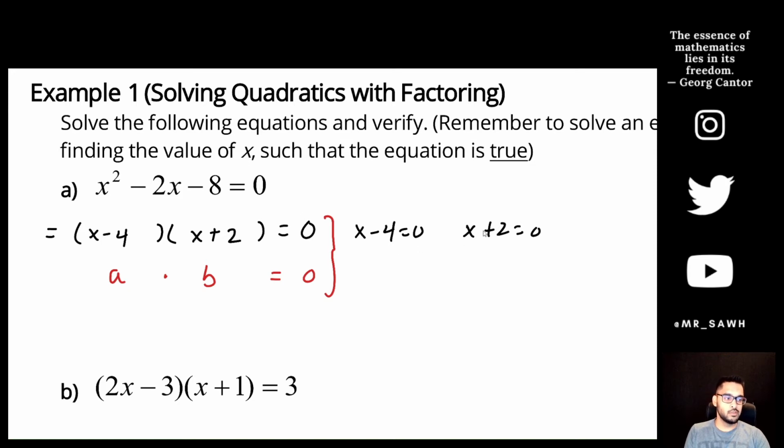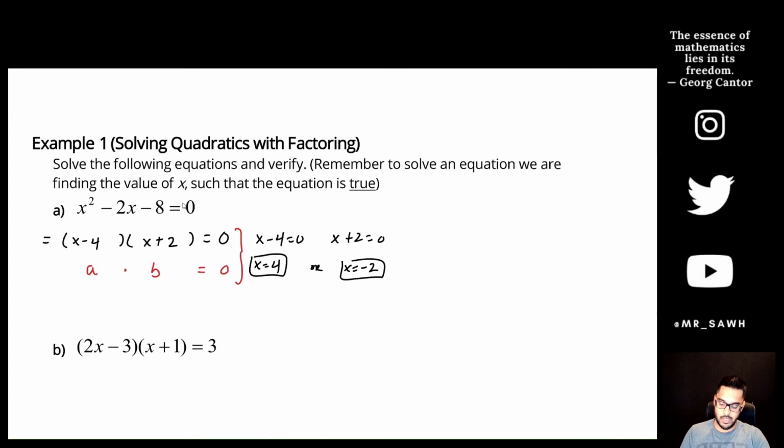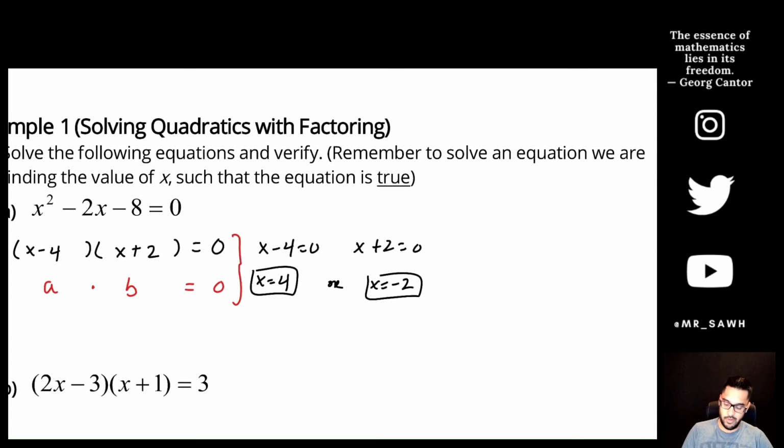If I solve each of those little equations, I know that x could either be 4 or x could be negative 2, right? And if it is, those are the values that will zero out this equation. You can plug them in to check, right? We'll verify the first one, but we won't do all of them just for the sake of the length of the video.